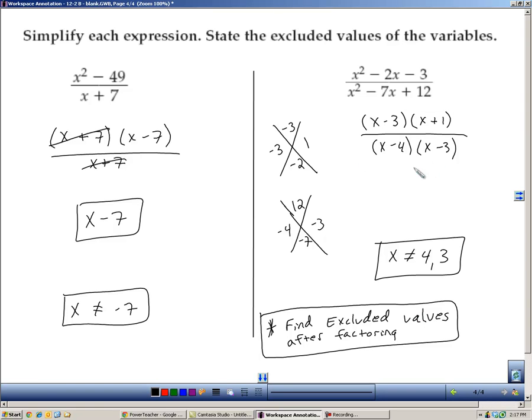Now we'll finish simplifying. I see an x minus 3 and an x minus 3 that can be canceled because they're binomial factors. The rest has to stay this way, and so there's my simplified solution.